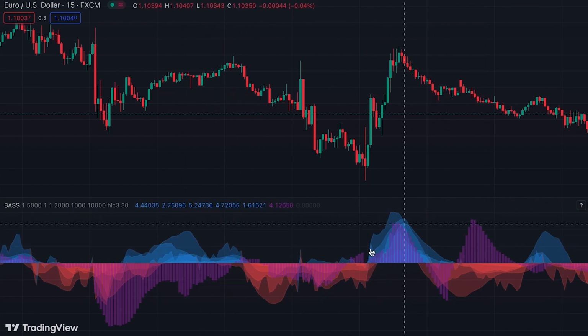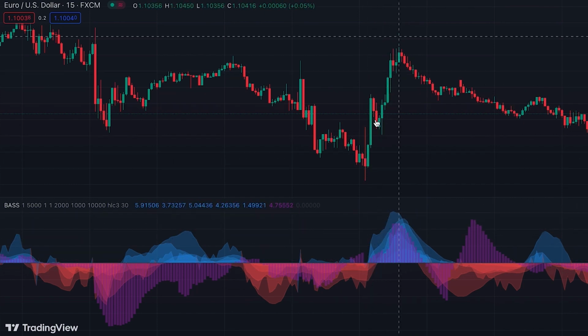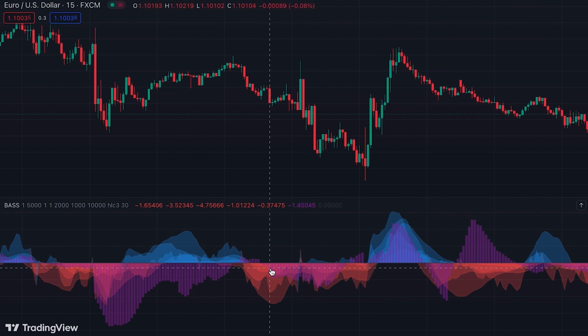When we have blue wave, which is actually above 0, it shows positive and bullish sentiment in the market, and when we have red wave, which is actually below 0, it shows negative and bearish sentiment in the market.